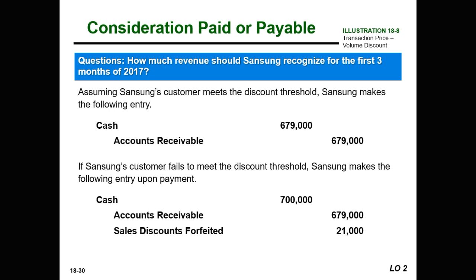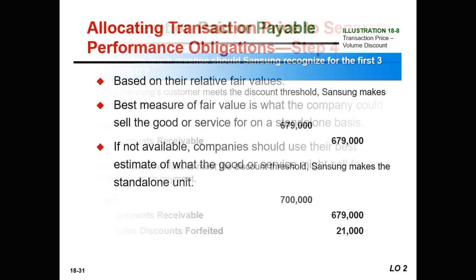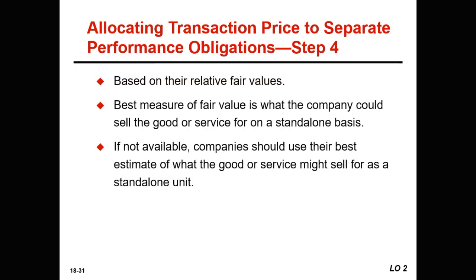So finally, we're going to move forward to step 4. Step 4 deals with allocating the transaction price to separate performance obligations. First, we have to recognize them before we can even allocate it. So now we've recognized the different performance obligations. Now we have to figure out how to allocate a single transaction price amongst all the variables.